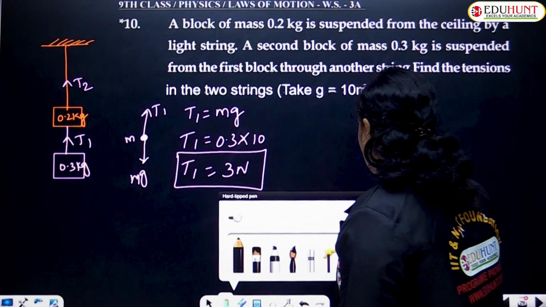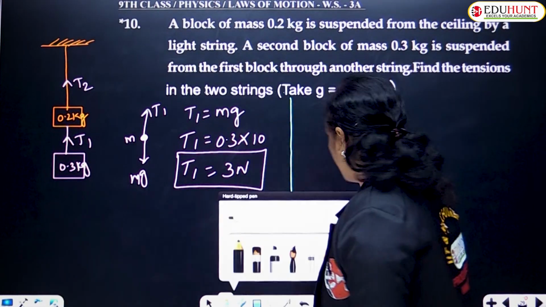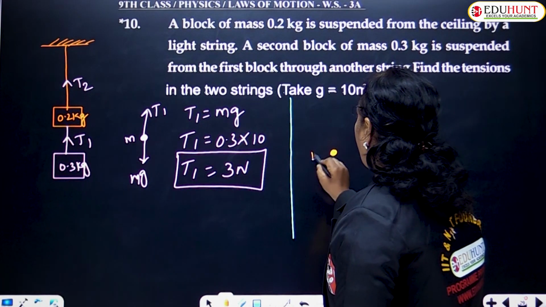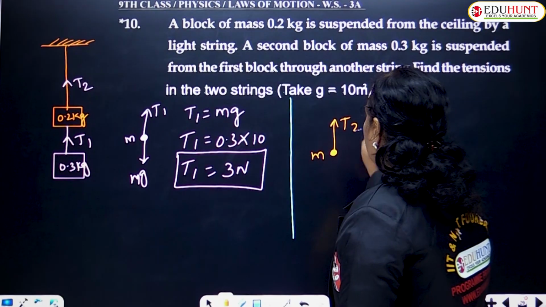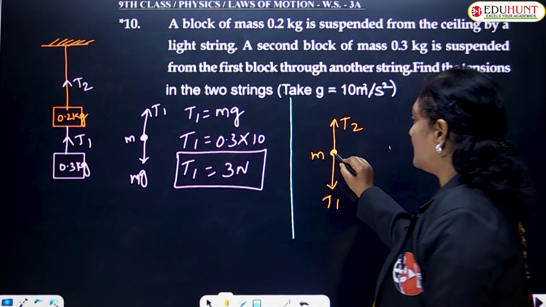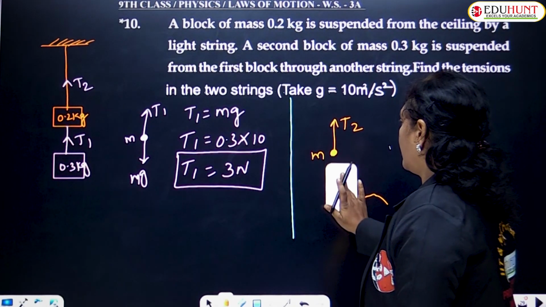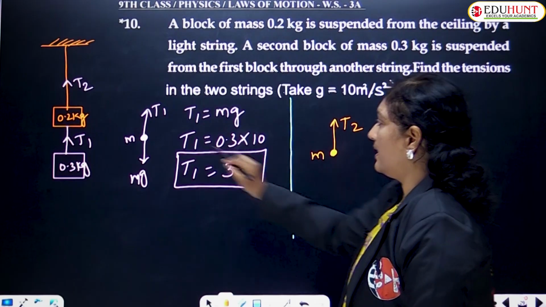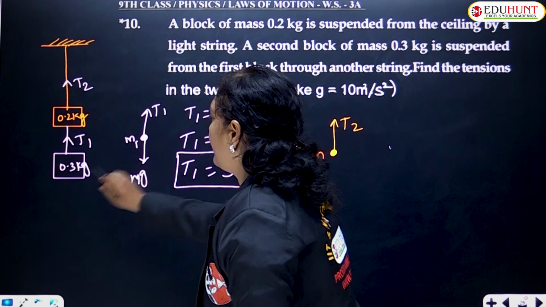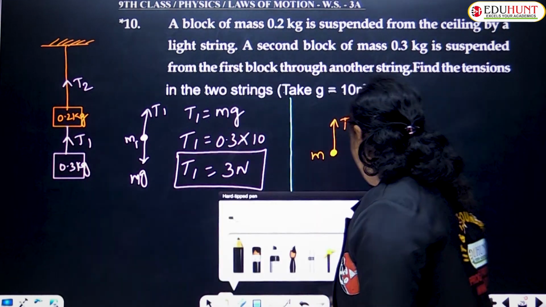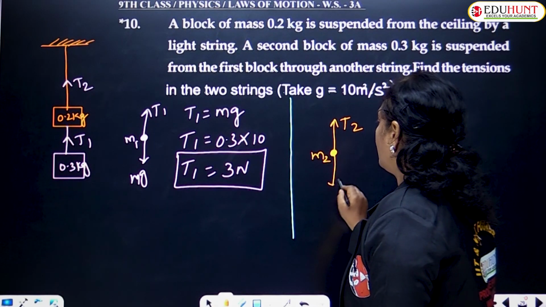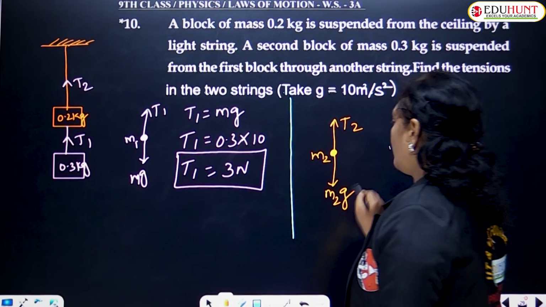In order to find out the tension in the second string, let us again draw the free body diagram for the second string. So here the mass is m, the upward force we named T2, and the downward force we named T1. Clear? But what is the mass, children? Let me name it m1 to make you understand clearly. This is m1, which indicates your 0.3 kg. But here you have another mass, that is 0.2 kg, so I'll name it m2. No doubt its weight is acting downwards, m2g.